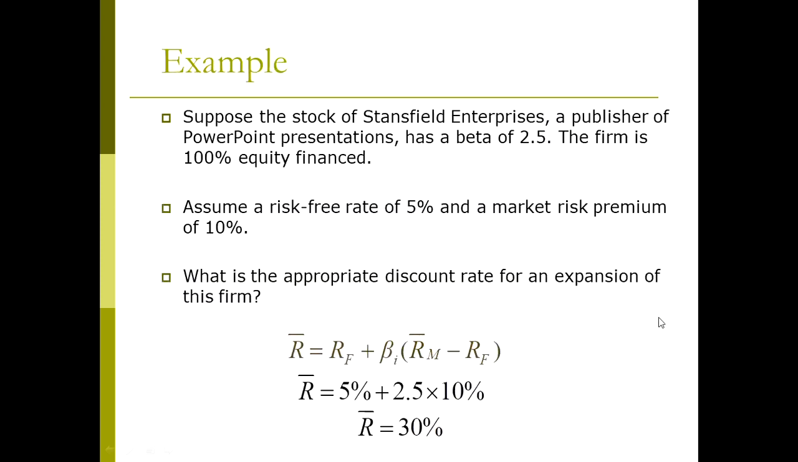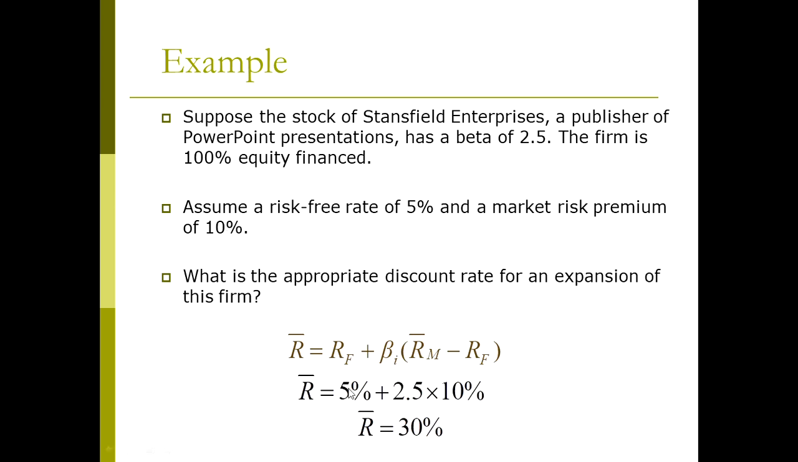Okay, so here we have a very simple example. We have a stock with a beta of 2.5, and the company is 100% equity financed. The risk-free rate is 5%, and the market risk premium is 10%. What is the required rate of return on equity capital for this company?